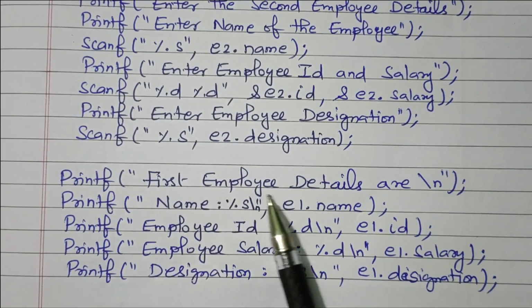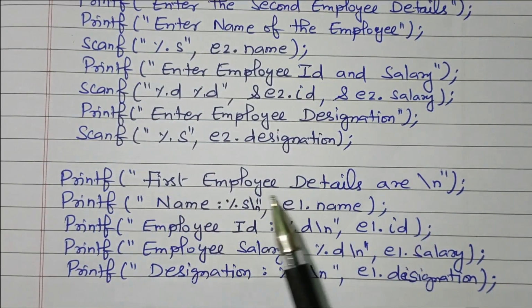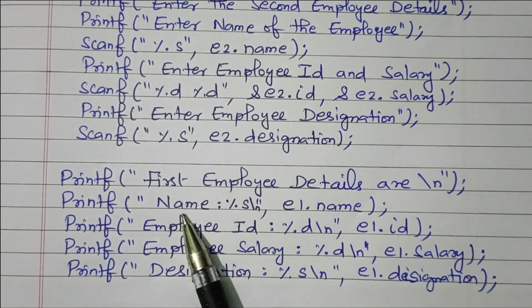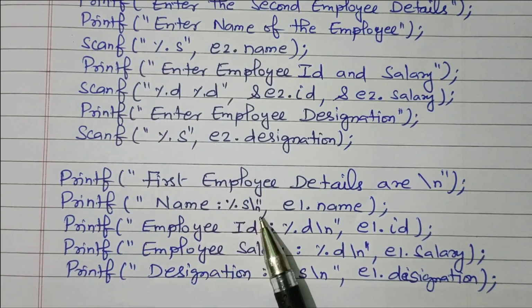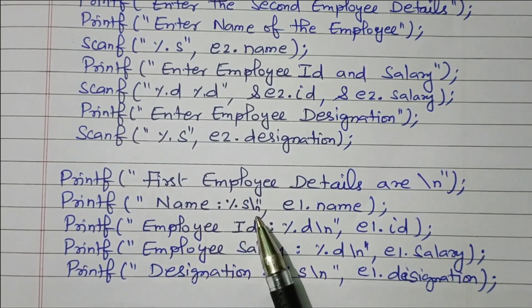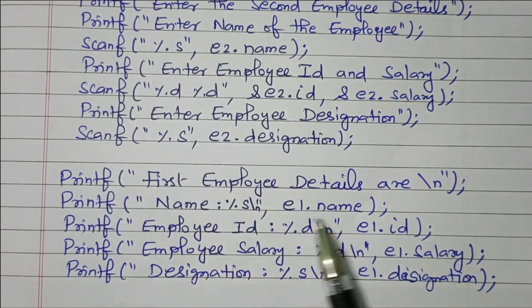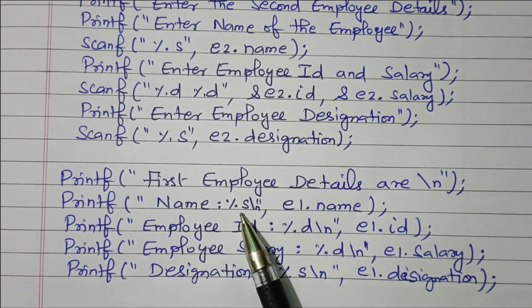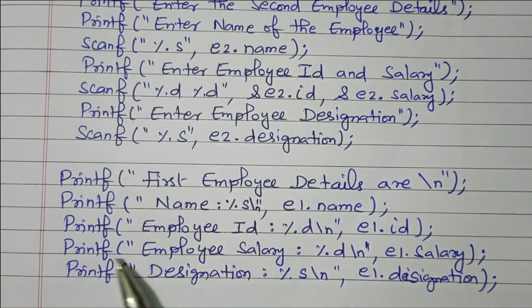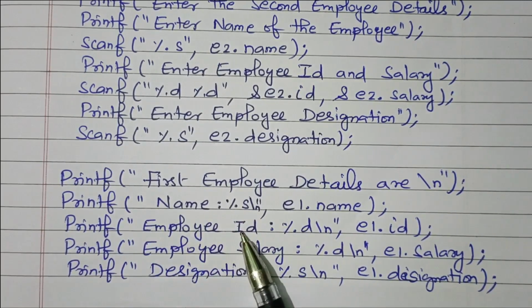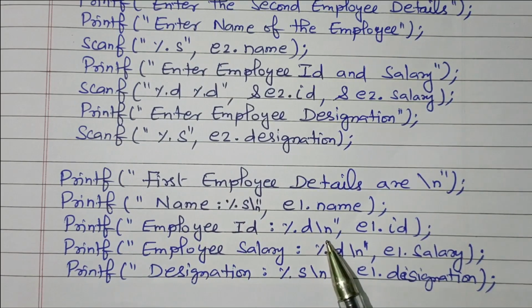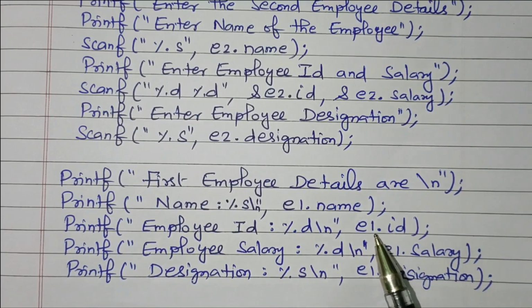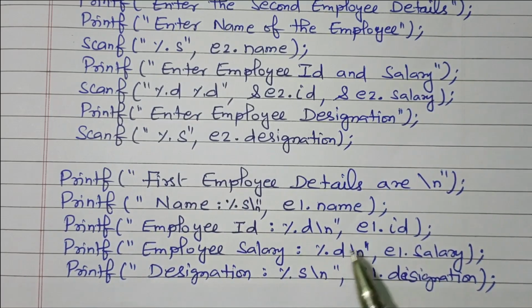Printf, first employee details are, right? First employee, backslash n refers to going to the next line. Right? Printf, name colon %s backslash n. That is, after printing the name, it will go to the next line. E1 dot name. So the name is printed here, %s, the name of the employee will be printed here. Then it will go to the next line. Printf, employee ID colon %d backslash n, next line, E1 dot ID. So at this place %d, the employee ID will be printed, E1 first employee.